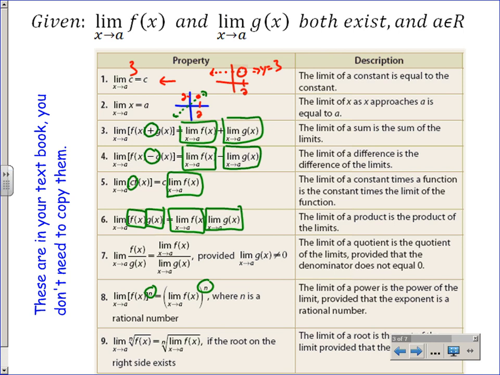And then number 9, if you remember a little bit of grade 11 and some of your exponent laws and rational expression stuff that we did, writing things as a root is actually the same as writing things as an exponent, right? An exponent of 1/2 is the same as a square root. An exponent of 1/3 is the same as a cube root. So number 9 is really just a special case of number 8.